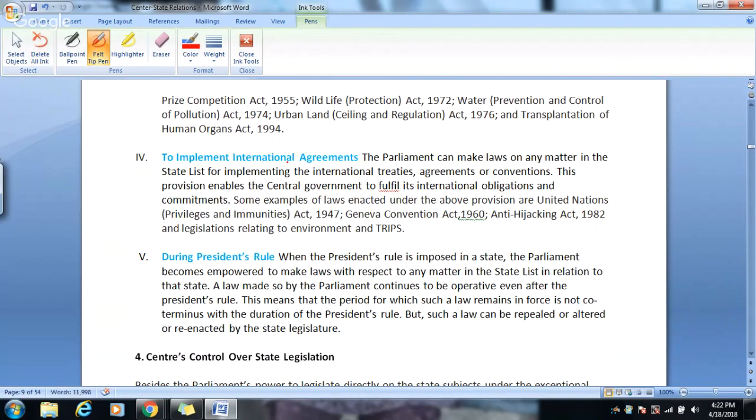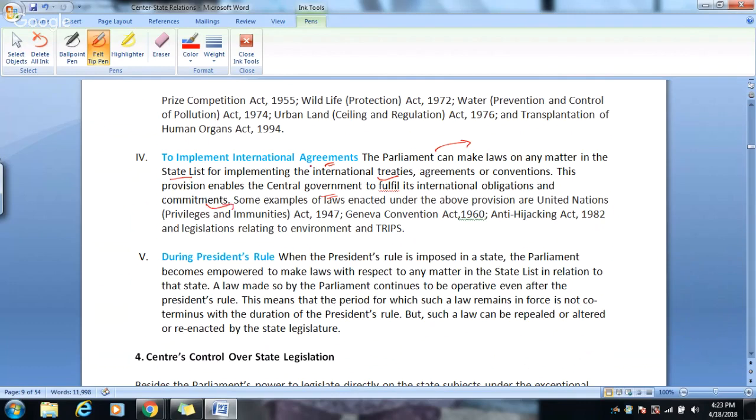So, and to implement international agreements, the parliament can make laws on any matter in the state list for implementing international treaties, agreements, or conventions. This provision enables the central government to fulfill its international obligations and commitments. So the meaning of this is that parliament can make laws on any matter which is represented in the state list for implementing what? For implementing international treaties, that is treaties between nations, and agreements or conventions. This provision enables the central government to fulfill its international obligations and commitments.